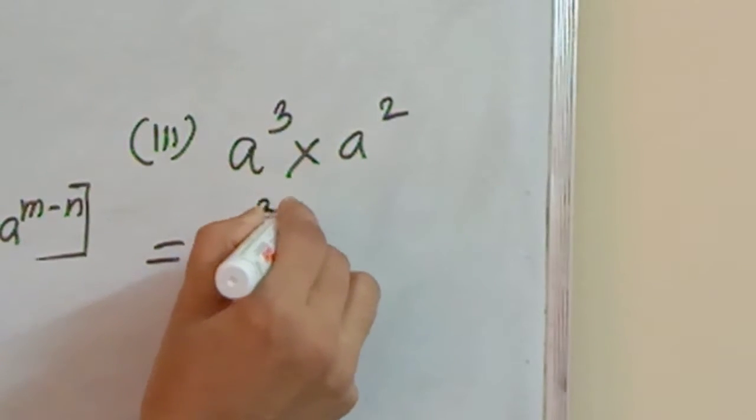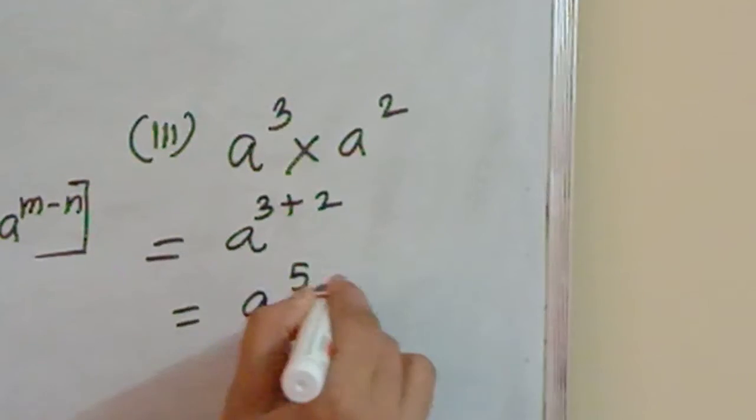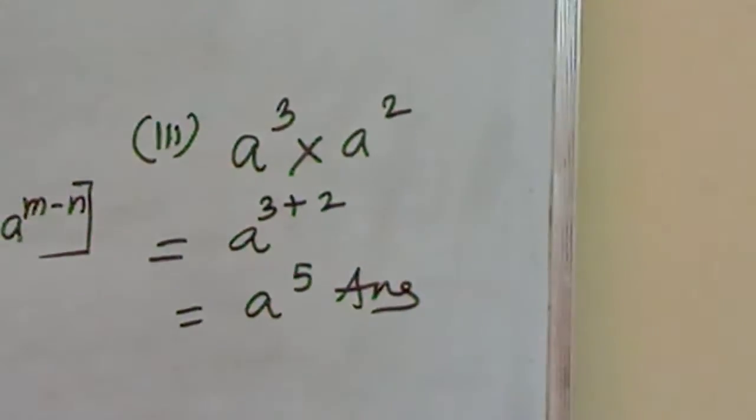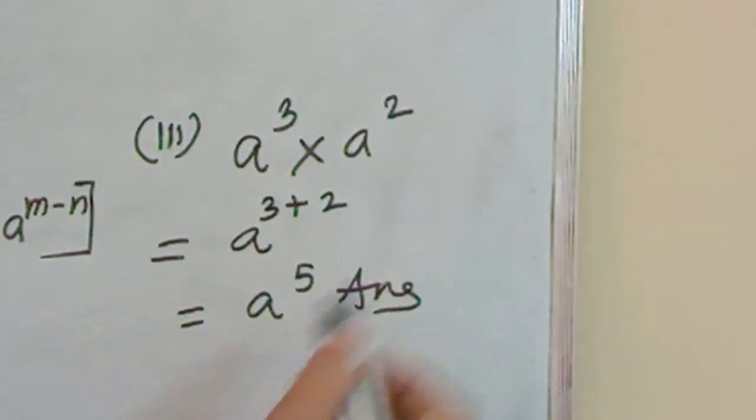So 3 plus 2 powers will be added and the result is a to the power 5. Same law, so when you use this, you will write the law here.